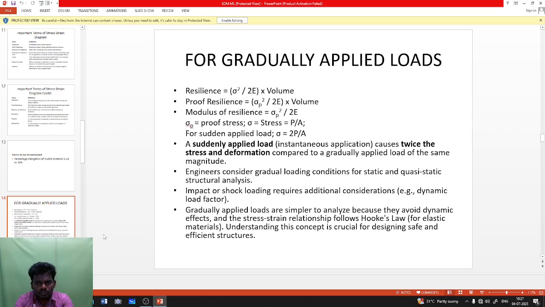A suddenly applied load, an instantaneously applied load, causes twice the stress and deformation compared to a gradually applied load of the same magnitude. An engineer considers gradual loading conditions for static and quasi-static structural analysis. Impact or shock loading requires additional consideration, for example the dynamic load factor. Gradually applied loads are simpler to analyse because they avoid dynamic effects, and the stress-strain relationship follows Hooke's law for elastic materials. Understanding this concept is crucial for designing safe and efficient structures.